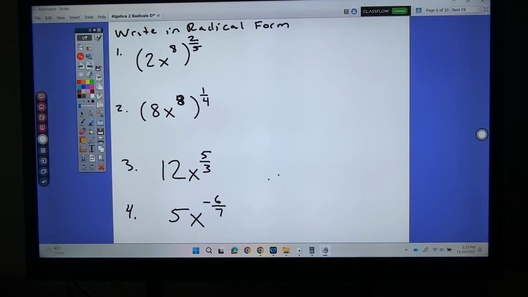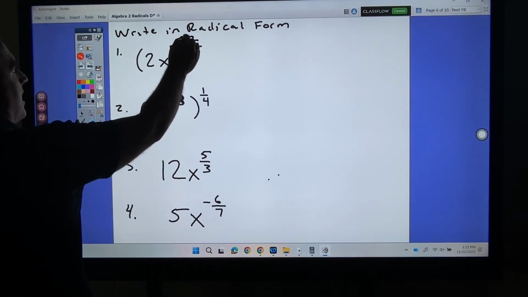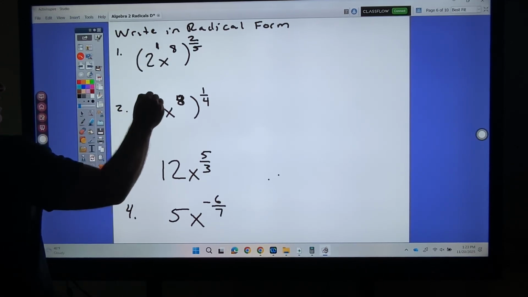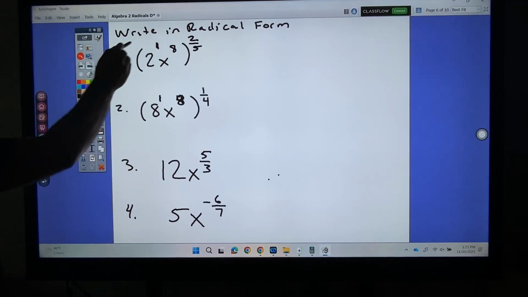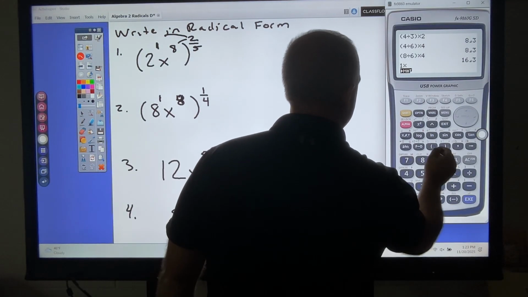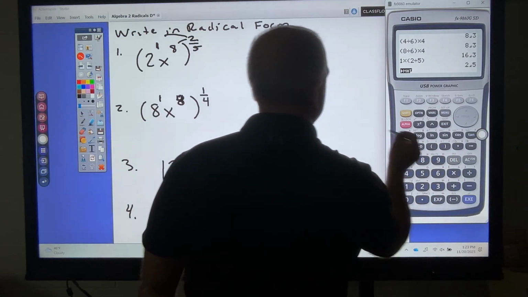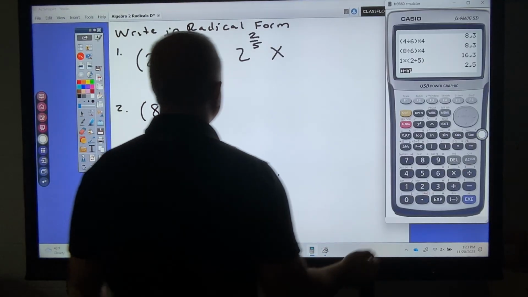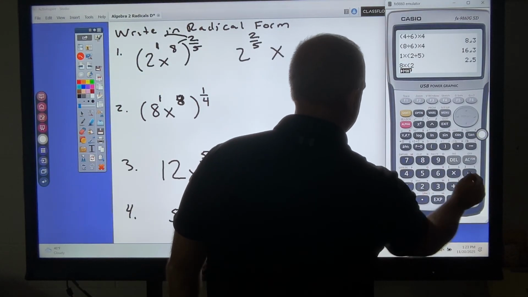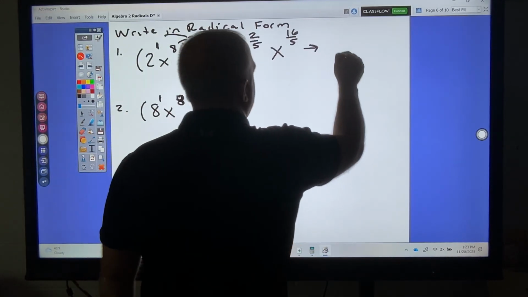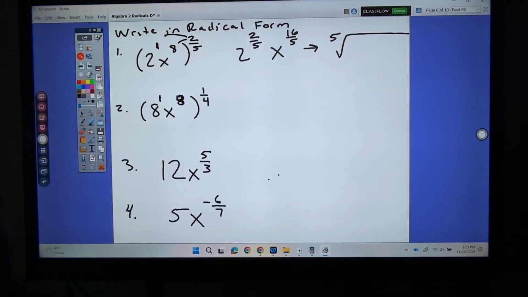All right. Now we're going to go the other way. We're going to write this in radical form. Okay? All right. So the idea is, all right, if it's inside the parentheses, I put 1s here to help me. So the idea is I'm going to multiply 1 times 2/5, which obviously is just going to be 2/5. So 2 to the 2 fifths. All right, and then x, 8 times 2 fifths. All right, 16 fifths. All right, now that means that I have the fifth root there.